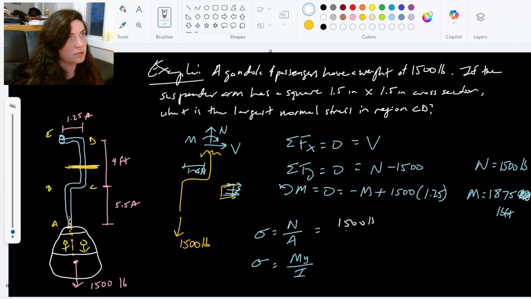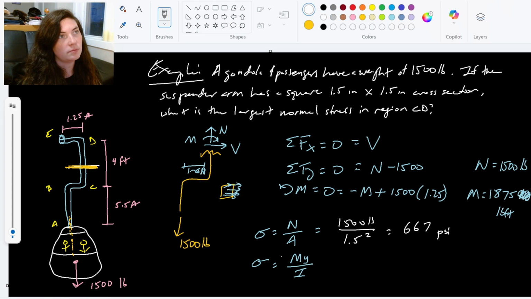1,500 pounds over an area of 1.5 inches squared, which gives me 667 psi, pounds per square inch. So my maximum bending stress, though, I know that varies depending on where I'm looking in my cross-section.